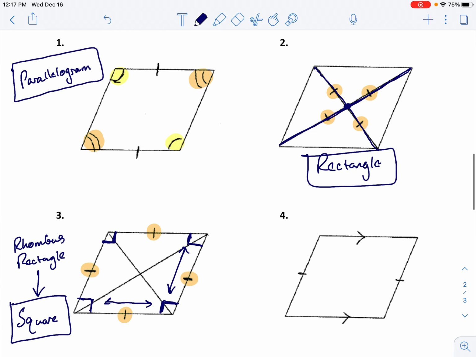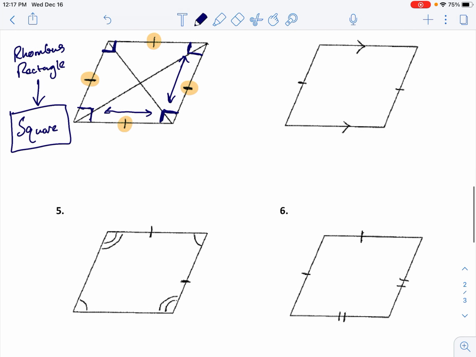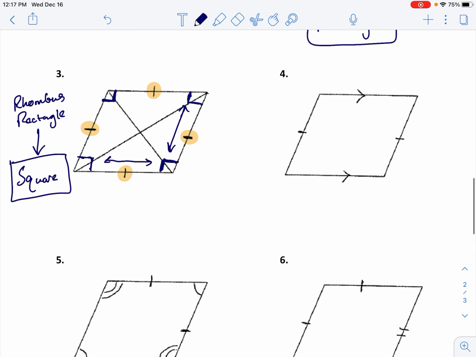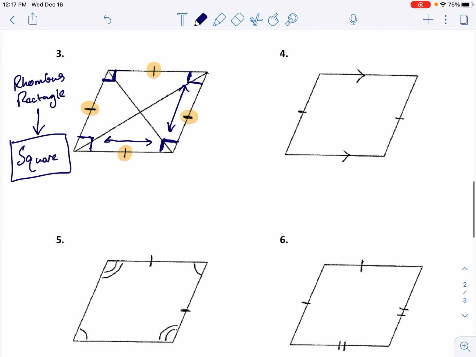And I do want to point out, you might look at number 2 and number 3 and think, that doesn't look like a rectangle, that doesn't look like a square. I am using the same shape. You'll notice all these are the same shape, and I'm just using the markings. And I want you to go off the markings, not what it looks like here.